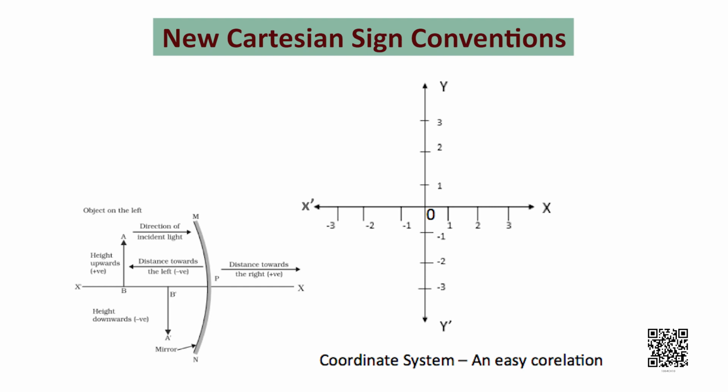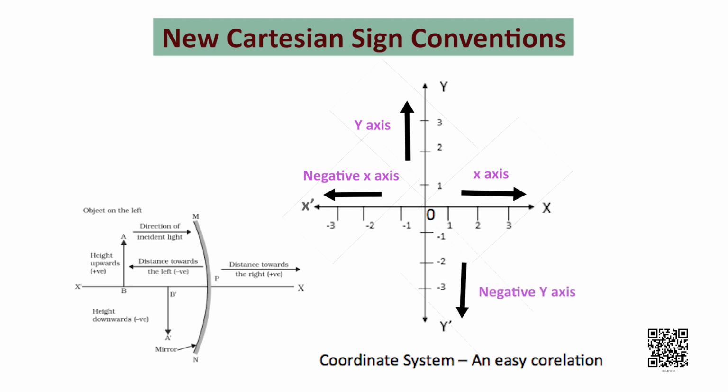All the distances measured to the right of the origin, that is along the positive x-axis, are taken as positive, while those measured to the left of the origin, that is along the negative x-axis, are taken as negative. Distances measured perpendicular to and above the principal axis along positive y-axis are taken as positive. Distances measured perpendicular to and below the principal axis along negative y-axis are taken as negative.